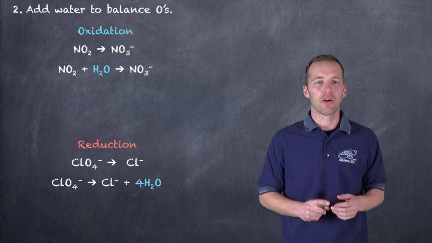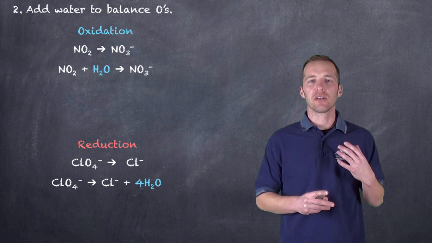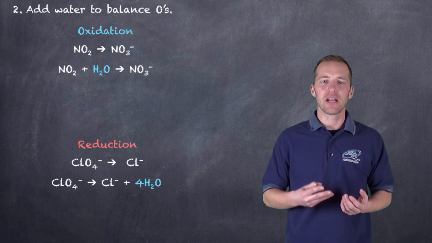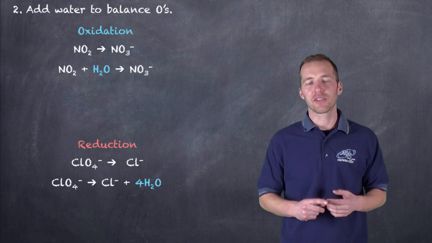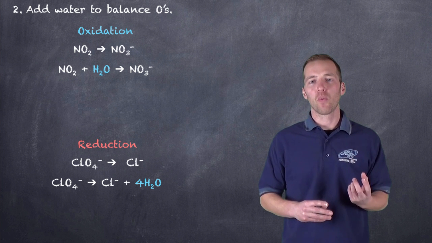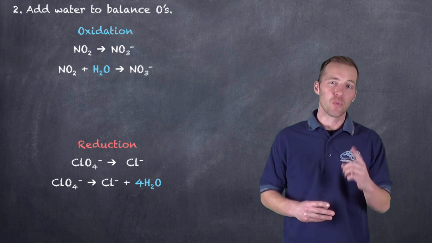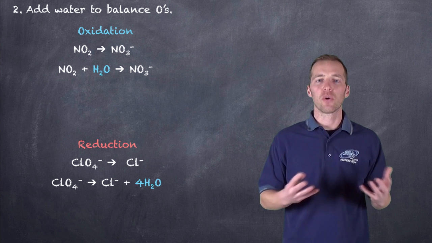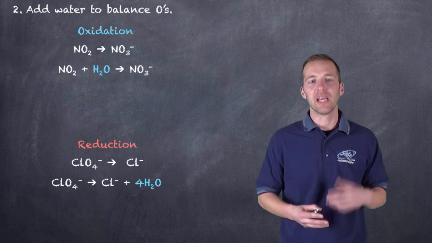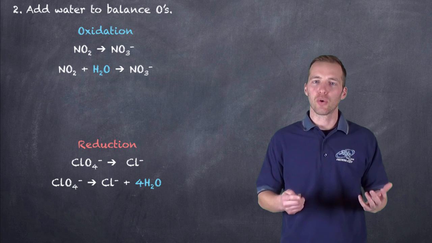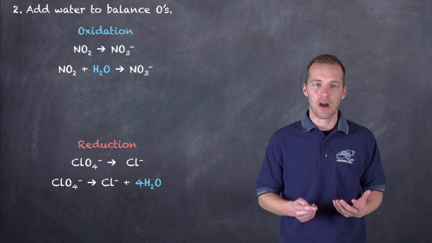So I'm just going to take a look at our oxidation example here. We've got two nitrogen on the left, or reactant side. We've got two oxygen on the left, or reactant side. We've got three oxygen on the right. So we need to add one water, remember, each water contains one oxygen, to the left side in order to balance out the number of oxygen on either side, giving us a total of 3. And again, for the reduction reaction, you're going to do the same thing to balance out the oxygen.